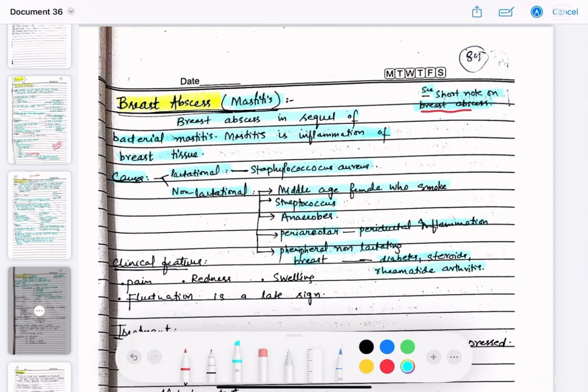So what are the causes of the breast abscess? These are lactational causes and non-lactational causes. In lactational causes, Staphylococcus aureus, and in non-lactational causes, middle-aged female who smoke, Streptococcus, and anaerobes, periareolar periductal inflammation, and peripheral non-lactating breast, and diabetes, steroids, rheumatoid arthritis. These are the causes that lead to the breast abscess.